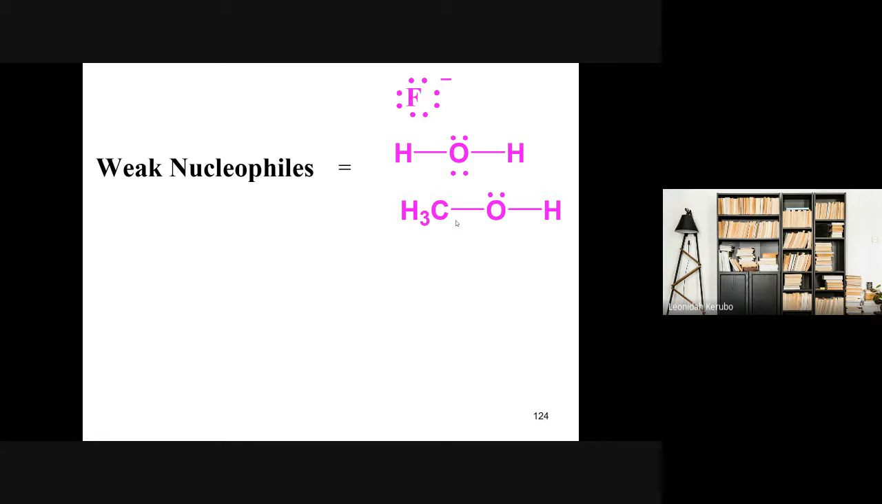I wanted to highlight the fact that the halide ion fluoride is a weak nucleophile. And why is it a weak nucleophile? Because it is a very small ion, and the nucleus, which is positively charged, is strongly attracted to the outermost shell electrons, making them not available for bonding with other electron-lacking species.